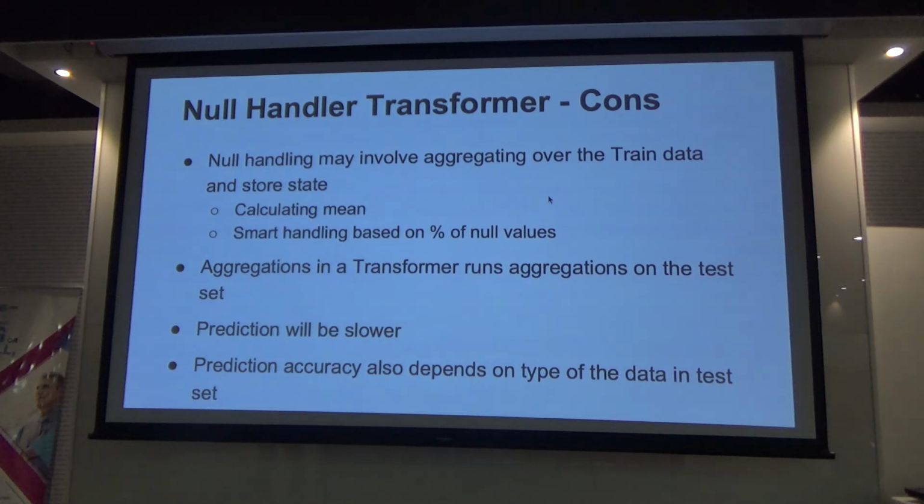Normally transformations are meant to be used for row level operations. So you should take a row and give back a row. You should not do aggregations and go over the data multiple times. Also prediction will be slower. And also your prediction accuracy will start depending on the quality of the data in the prediction set, which is not the right thing. Normally your prediction accuracy should depend on the quality of the data in the train set instead of the data in the predict set.